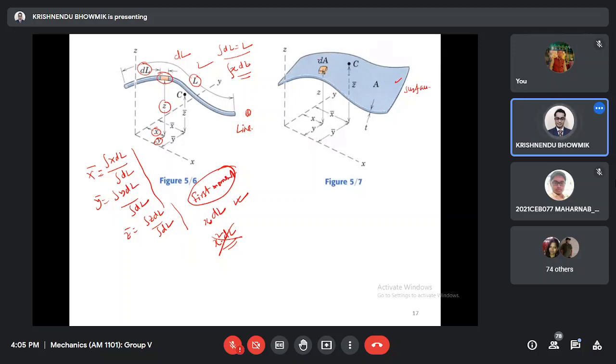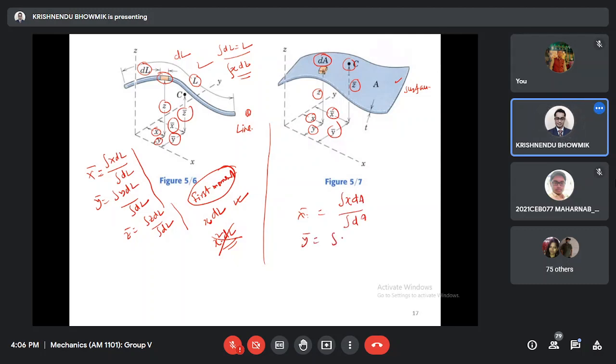If it is a surface, this is the area dA, okay? This is the x, this is the y, this is the z. Maybe the centroid is x bar, y bar, z bar. Same thing is true here. So here, x bar will be dA multiplied by x, the first moment of area, okay?